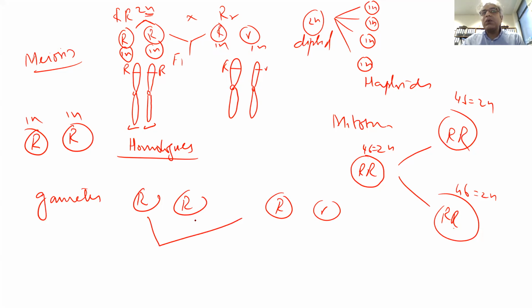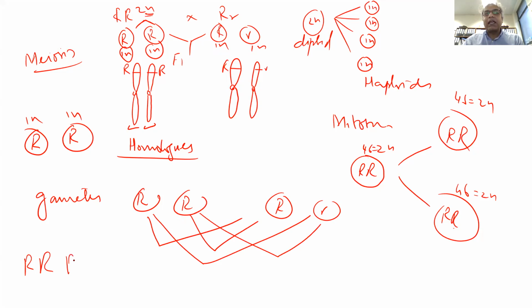This can fertilize this one, this can fertilize this one, or this can fertilize this one. And the result was capital R, capital R, capital R, capital R, capital R, capital R, capital R, small r, this one.